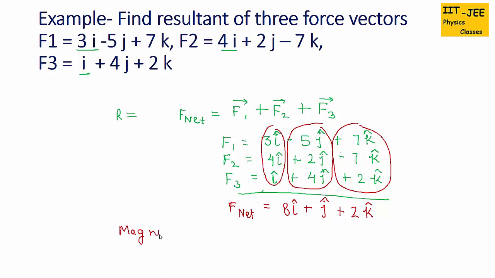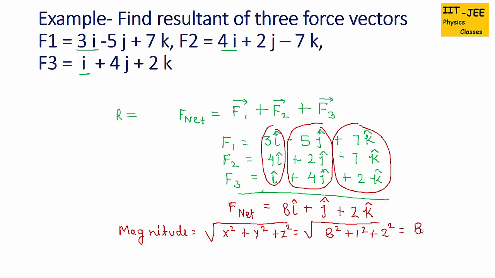Now find the magnitude of the net force. We can use the formula: x component squared plus y component squared plus z component squared, under a square root. So it will be 8 squared plus 1 squared plus 2 squared. That will give us 8.3 Newton. Newton is the unit of force, and as we are finding net force, the unit of the answer would be Newton.